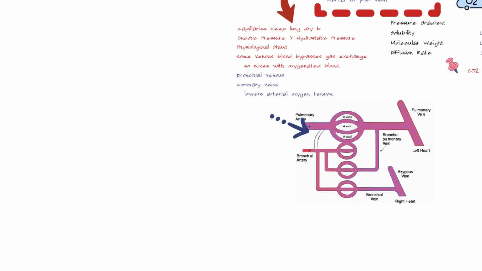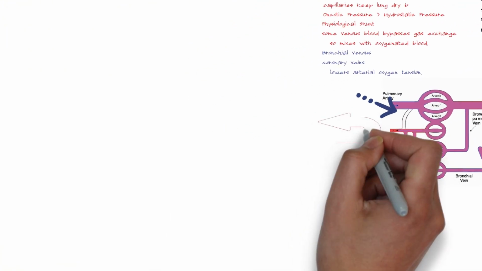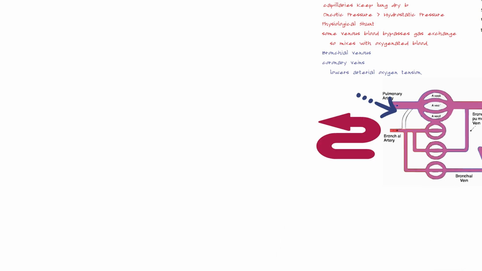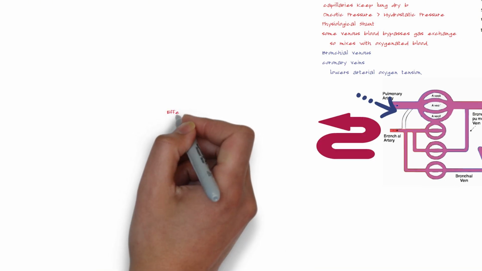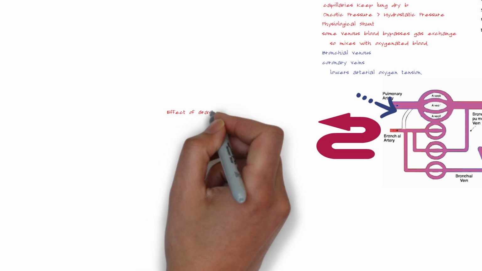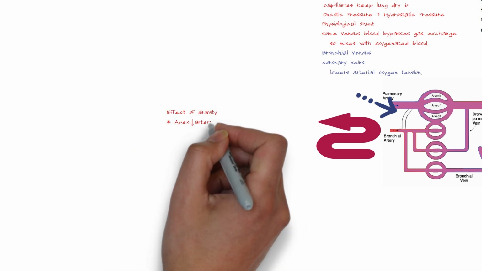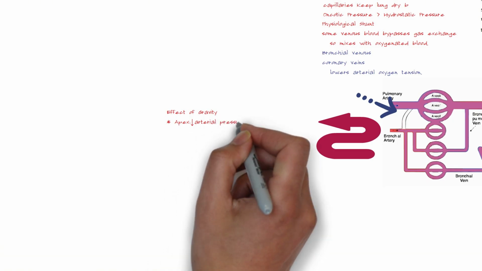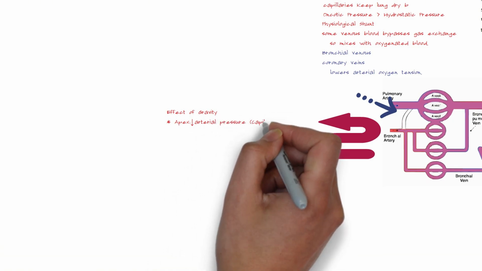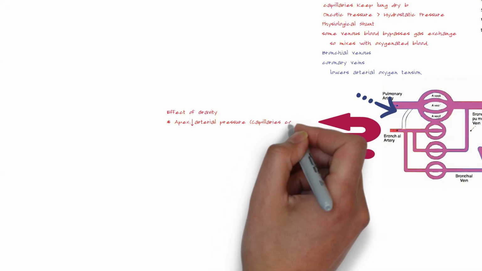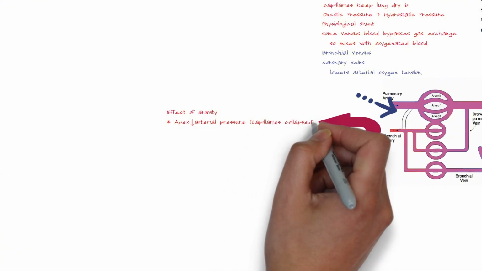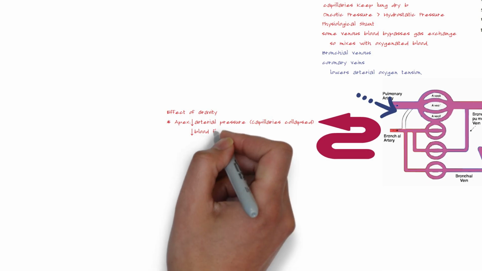So now let's talk about the ventilation. The ventilation is not distributed equally through the lung. Also, the perfusion is not equally distributed all through the lung. It's important to note that the base and the apex of the lung receive different perfusion. This is due to gravity.